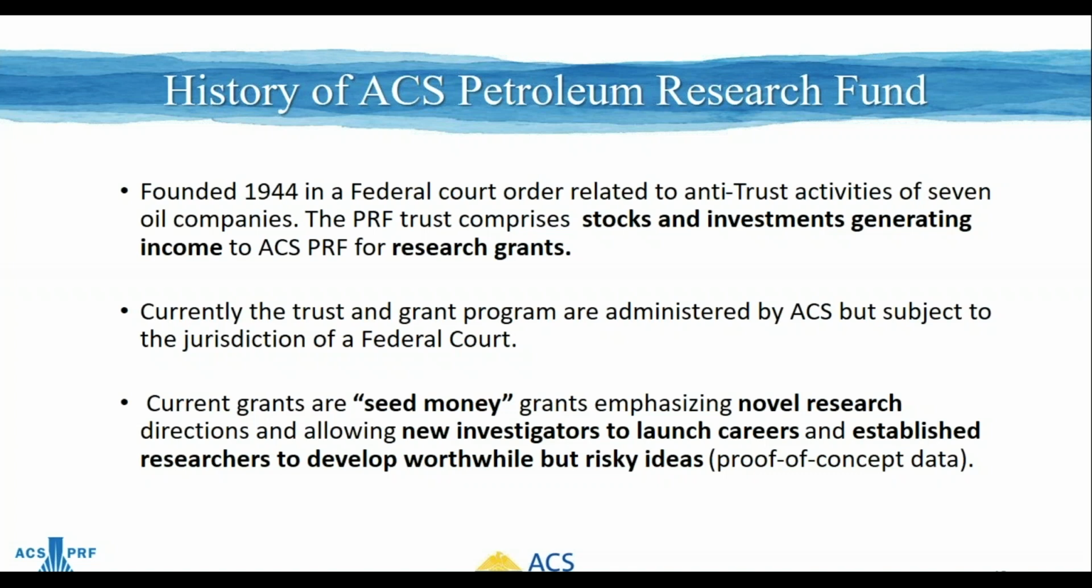And so as a result of that, the punishment was that they turned over the patents and the proceeds from the patents to a good cause. And the court set it up this way. The court set up a trust and a grant program to be administered by the American Chemical Society under the jurisdiction of the federal court. Now, that's interesting because the documents which founded this, and a subsequent document that was affiliated with a technical detail related to it, govern it to this day.